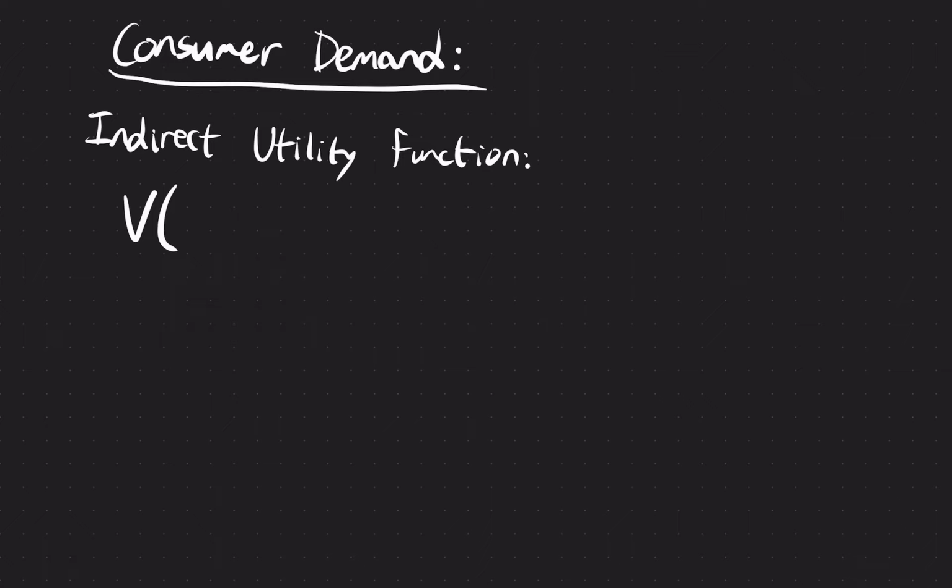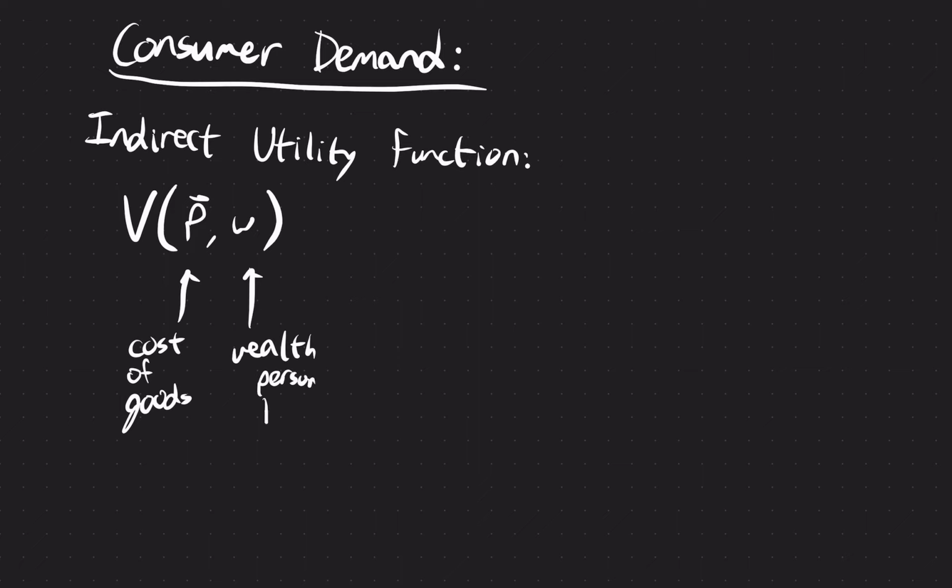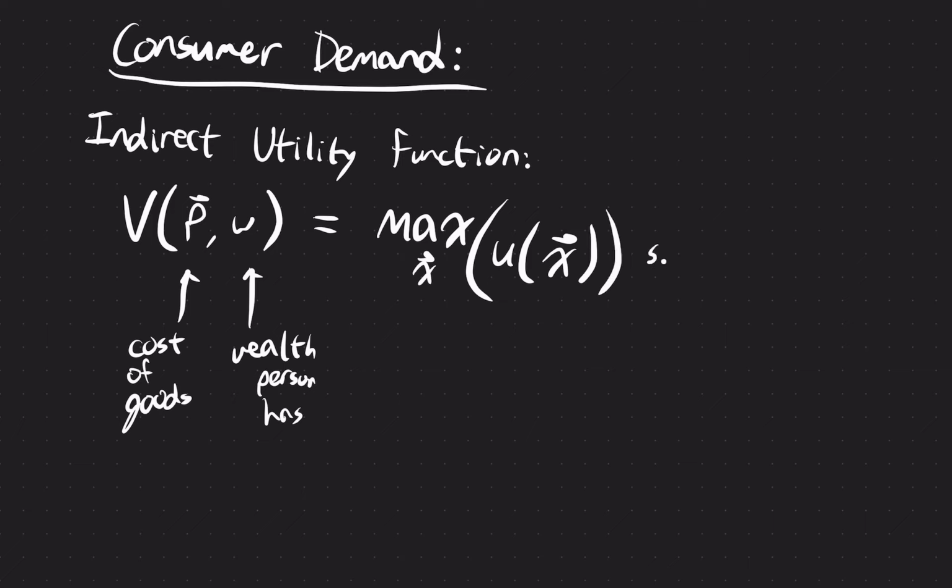Yeah, it looks like he's going to use the vector P and the amount of wealth W. So P here is how much each good costs, and W is the amount of wealth the person has. And we're going to define this to be equal to the maximum, where we choose x, of the utility function at x, subject to not spending more than we have.